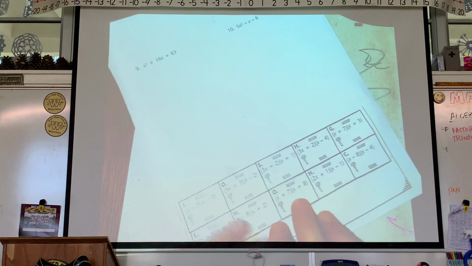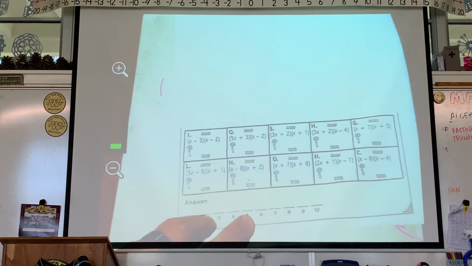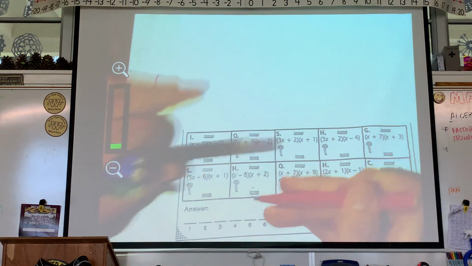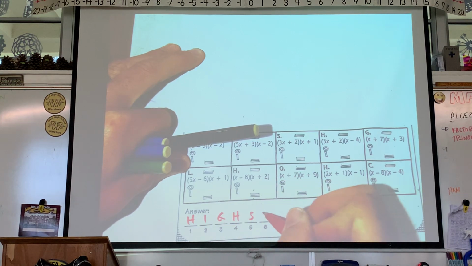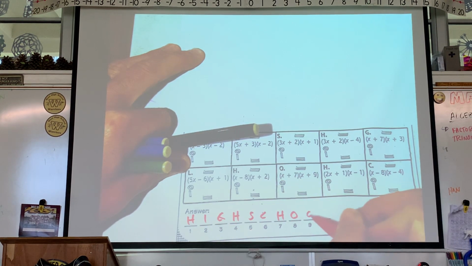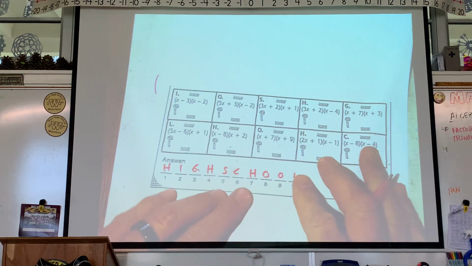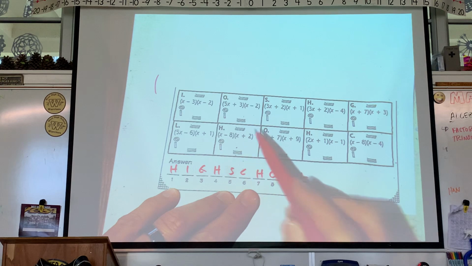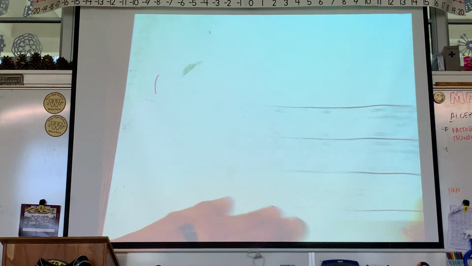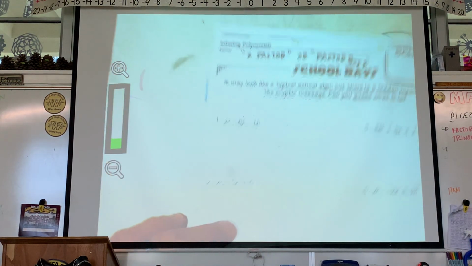If I look at the back, I'm going to go ahead and write HIGHSCHOOL. Here are your answers. So number 1, it says H, and this is going to be your answer, -8 and +2. So let's go back and look at that one.